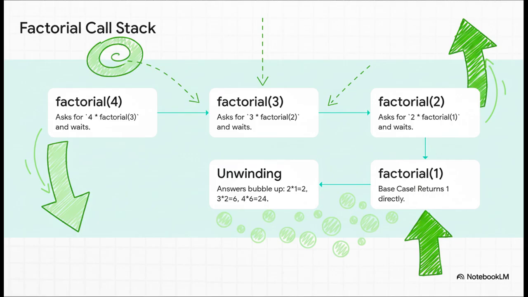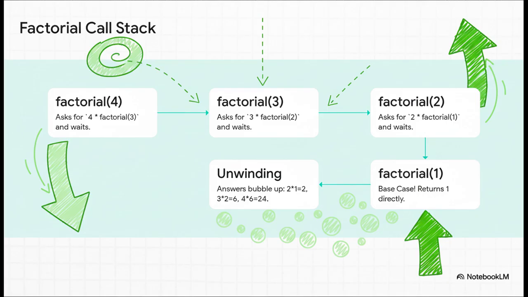It can't answer yet, so it says, okay, I need 4 times whatever factorial of 3 is. It puts that on hold and calls factorial of 3. And that call says, hold on, I need 3 times factorial of 2. You can see the stack building up, right? This goes all the way down until we hit factorial of 1. And that's our base case. It knows the answer is just 1. It doesn't have to call anything else, so it returns 1.